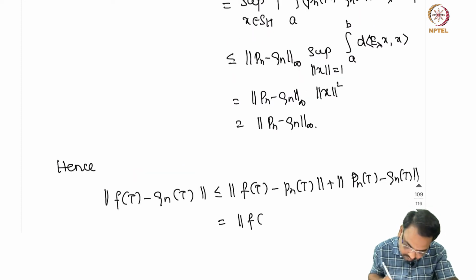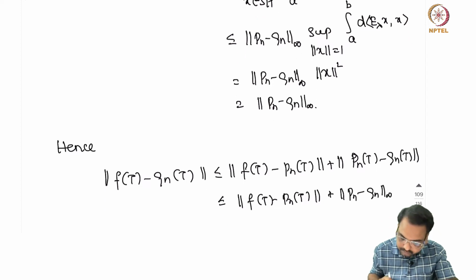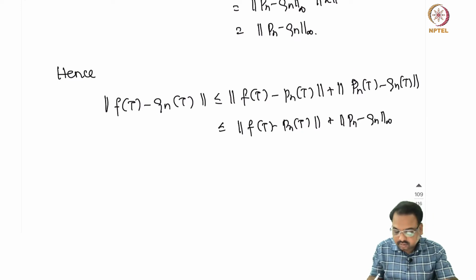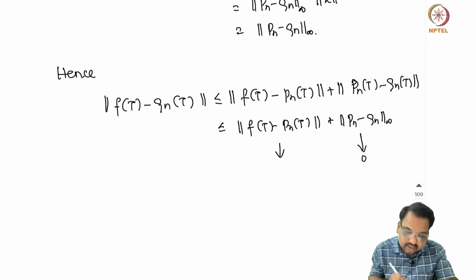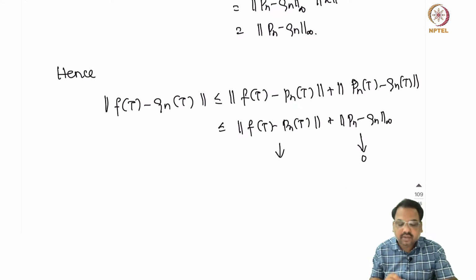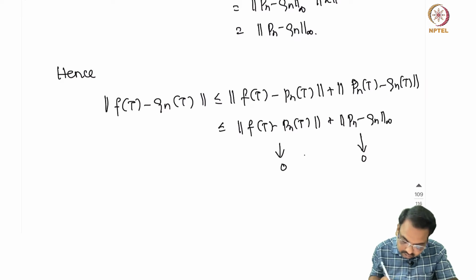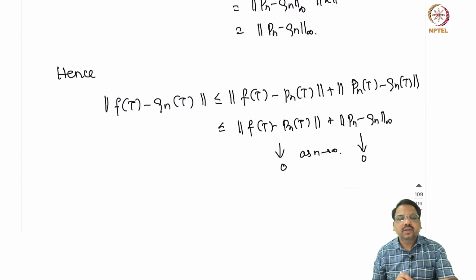Norm of f of t minus Pnt plus norm of Pnt minus Qnt. Now we know that Pn converges to f and Qn converges to f, so the second term goes to 0, and the first term also goes to 0 because Pnt converges to f of t in the operator norm. So as n tends to infinity, f of t also equals the limit of Qnt.